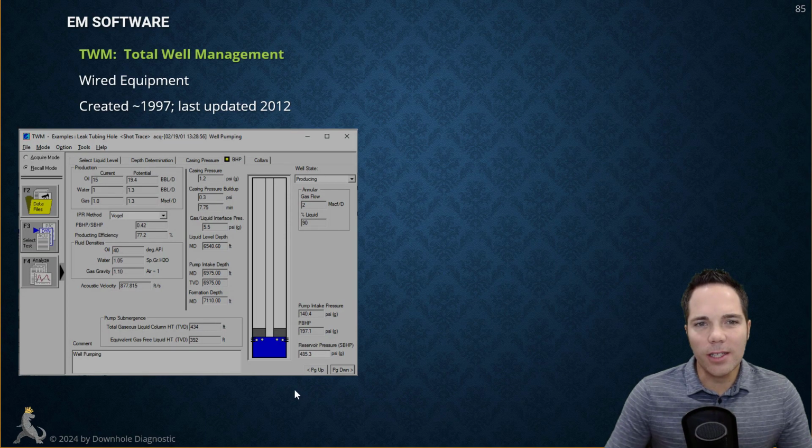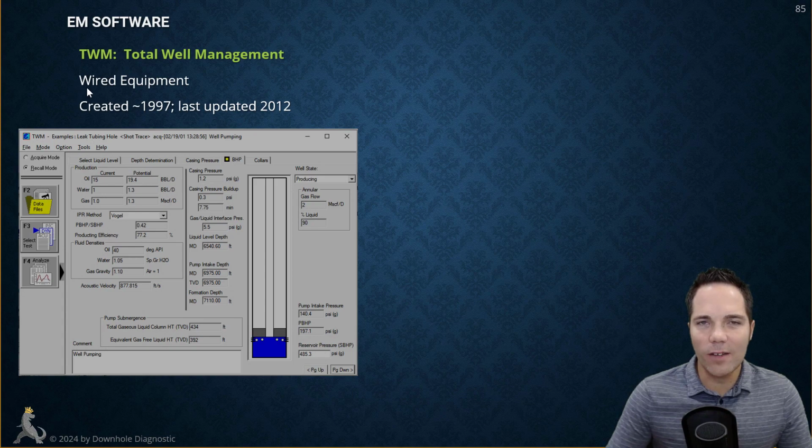So Echometer software, this is the old software right here. Some people, unfortunately, are still using this software. You need to upgrade. This software is just not fun to work with. I hate when I do training with people and they use this software. It's painful almost to go back into it. But this is called TWM, Total Well Management. And it's a great piece of software, back around 2000, 2005. It's just that things have advanced and this software has not.